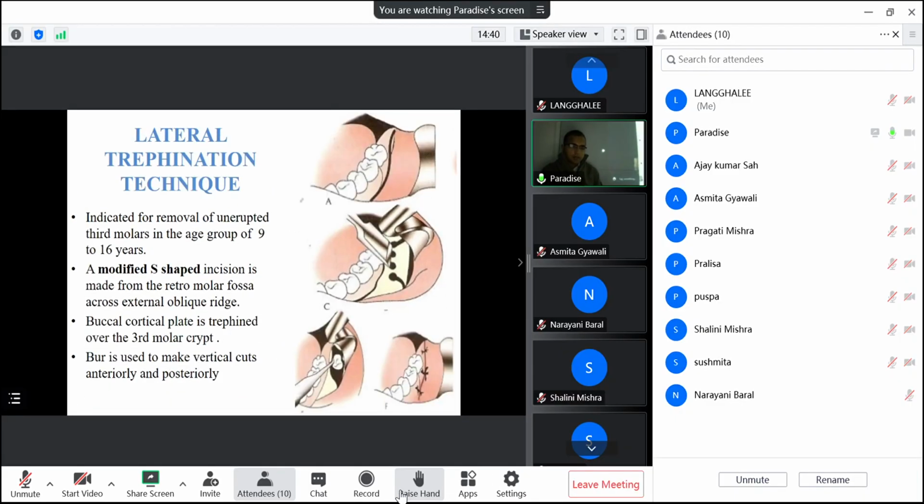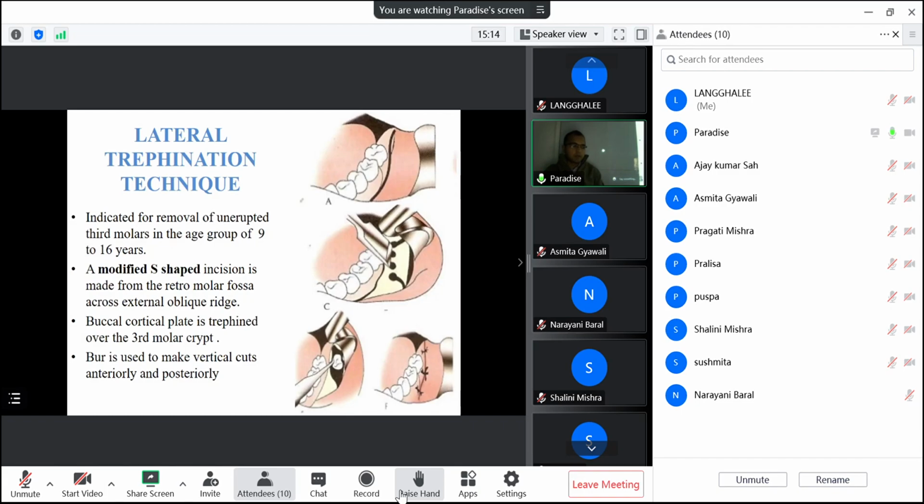There is something called the lateral trepanation technique, though it is not followed nowadays, but they may ask the question, so you must know what this is. There is something called prophylactic odontotomy. Previously, it was thought that if we don't remove the third molar tooth early, it will create problems: it will cause pericoronitis, it may cause angle fracture, and it may damage the second molar tooth. So it was thought that it had to be removed at the age of 9 to 16 years. That is known as prophylactic odontotomy. But this concept is not followed nowadays.